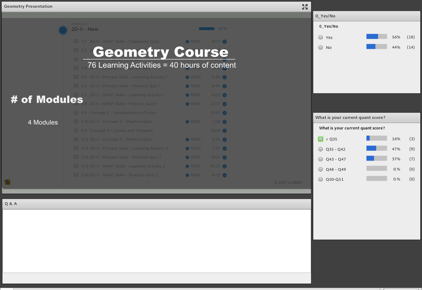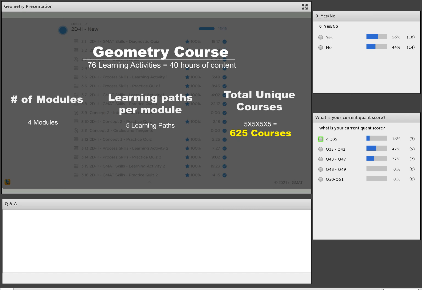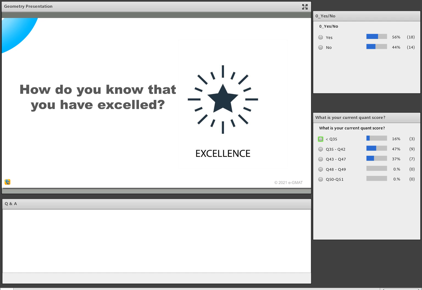And that is how the expert AI, using these diagnostics, is able to give 5 unique learning paths per module, which means that in the geometry course itself, there are 625 unique courses possible, which ensures that each one of you will be able to get the course that you need. Okay, that's the power of having expert AI driven coursework.